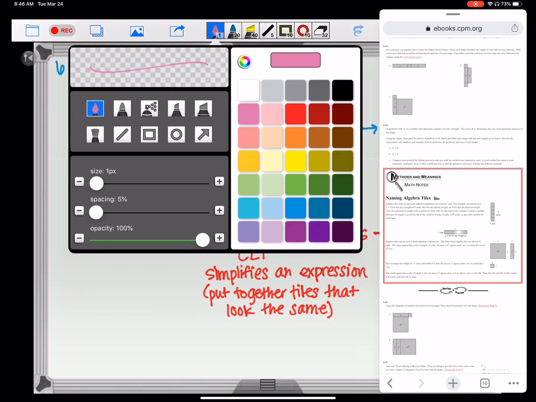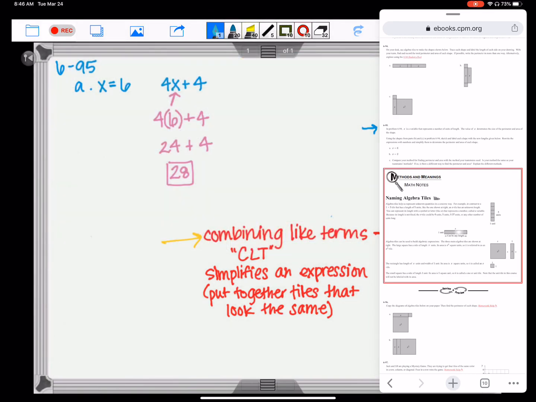Okay, I'm going to give you one to try, and I'll give you some time to work it out. So for part B, we're substituting now X equals 2 in our perimeter for 4X plus 4. So I'll give you a minute to see if you can plug in the value of 2 for X, and we'll see if we get the same answer.